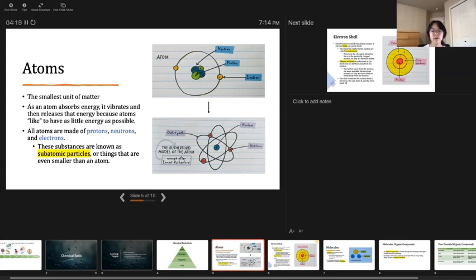On the flip side, who can tell me what charge electrons have? They have a negative charge. Yes, electrons have a negative charge. Now, these charges are very important because, like I said before, they help determine how the atom behaves.